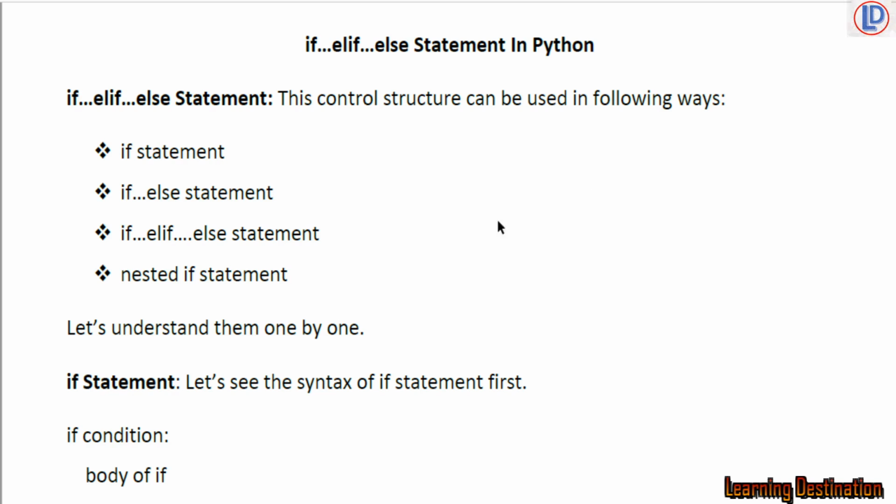For example, we can use an if statement, that means there will be no else, or we can use an if else statement, or we can use an if elif else statement, or we can use a nested if statement. So in 4 ways we can use the if elif else statement. So let's see how they will work. So first, if statements.